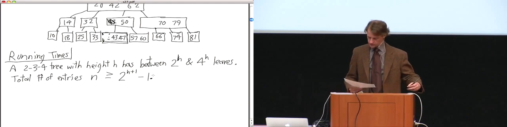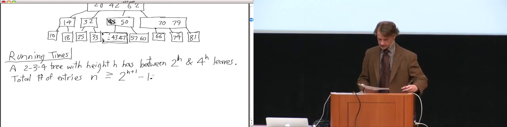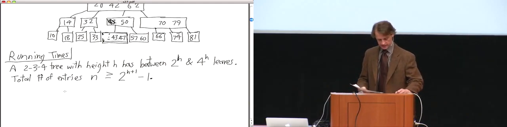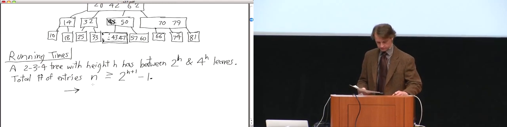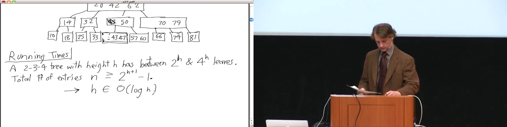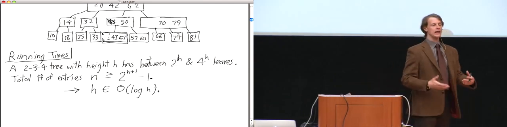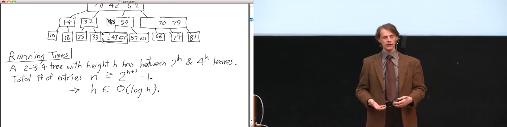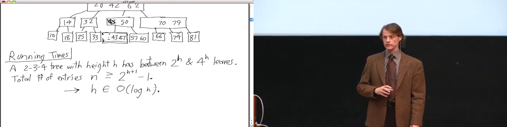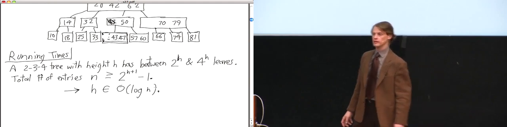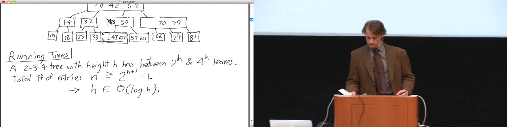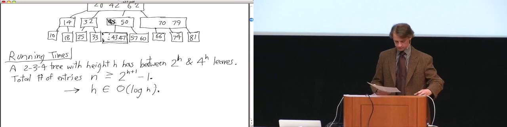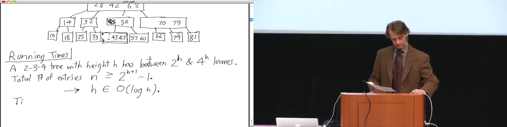And so, once you know that, you can take the logarithm of both sides, and that gives you that h is in big O of log n. So the height of a 2, 3, 4 tree is never bigger than the log of the number of entries in that tree. And so that means we get log n performance on all the operations.